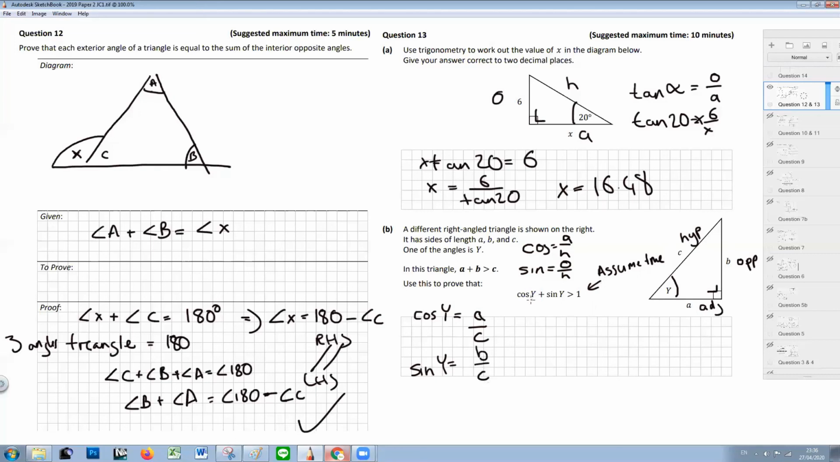So I'm going to substitute those things back in. So I'm going to say A over C plus B over C is greater than 1. Now, if I multiply all sides by C, that's going to be AC over C plus BC over C is C, and then they're going to cancel. So I'm going to be left with A plus B greater than C, which is the same as this. So this must be true. So everything is true. So that's that one. Hopefully that's pretty clear.